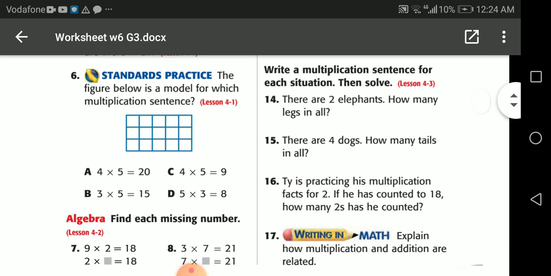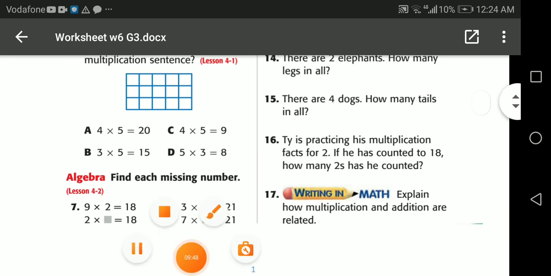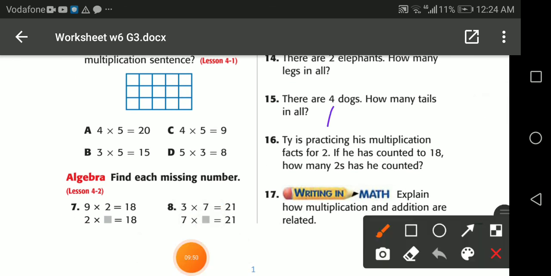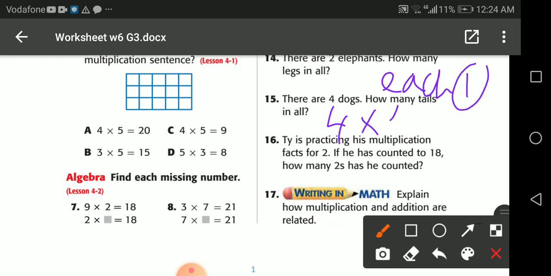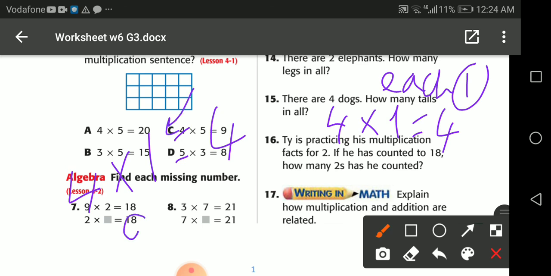Okay, there are 4 dogs. How many tails in all? Each dog, my dear students, has how many tails? One tail. So the total of them will be just 4. Remember, any number multiplied by 1 gives me the same number, as 1 is the mirror. It's a mirror. We can see ourselves, just ourselves, in the mirror.